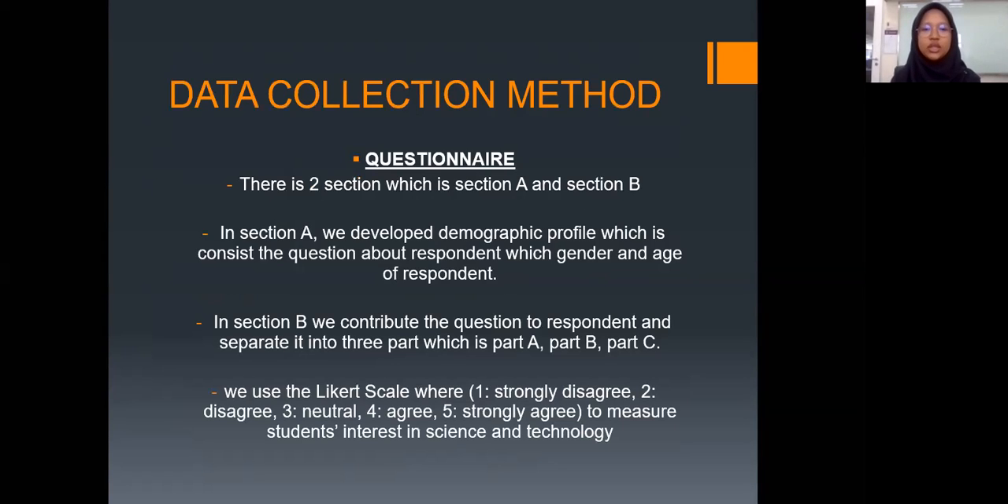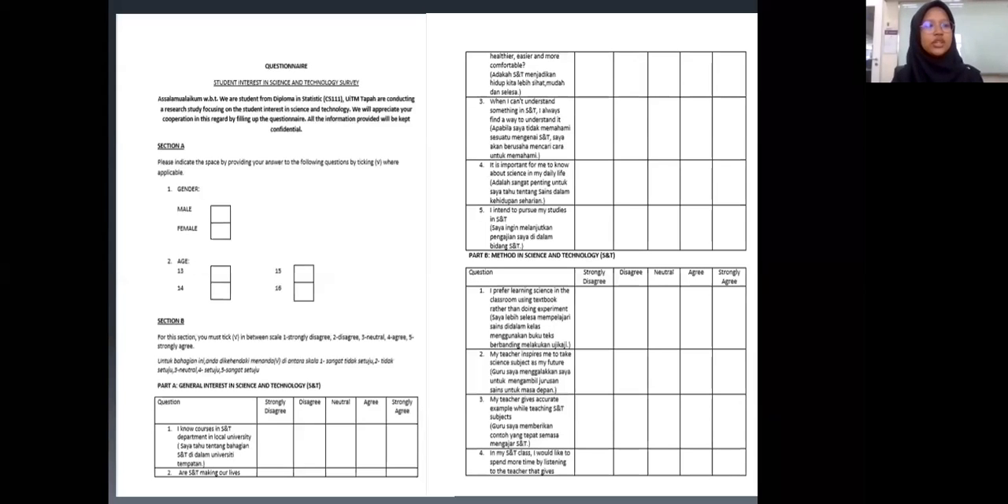For our data collection method, we use a questionnaire. There are two sections, section A and section B. In section A, we have the demographic profile, where we ask about the respondent's name, gender, and age. In section B, the questions are separated into three parts: part A, part B, and part C. We use the Likert scale, where 1 is strongly disagree, 2 is disagree, 3 is neutral, 4 is agree, and 5 is strongly agree, to measure student interest in science and technology. So this is our questionnaire.